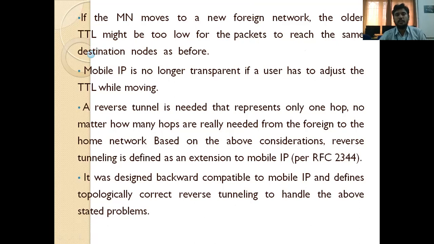So a reverse tunnel is needed that represents only one hop, no matter how many hops are really needed from the foreign to the home network, based on the above considerations. The reverse tunneling is defined as an extension to mobile IP as per RFC 2344. It was designed backward compatible to mobile IP and defines topologically correct reverse tunneling to handle the above problem.